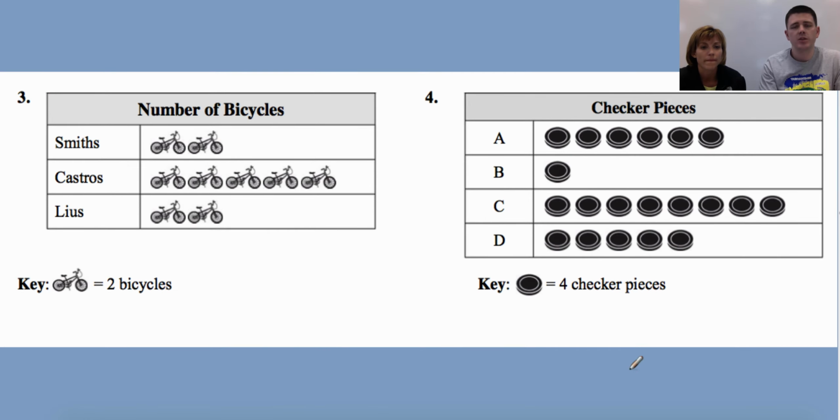All right, these next two are for you to try. So, another 2 pictograms. Again, as Mrs. King said, the key to these pictograms or pictographs is your key. In this case, each bicycle symbol is the equivalent of 2 bicycles. So for the Smiths, there are 2 symbols. Each of them stands for 2 bikes, so that's a total of 4 bikes. Over here for our checkers, each checker symbol stands for 4 checker pieces. So use that in finding your totals.